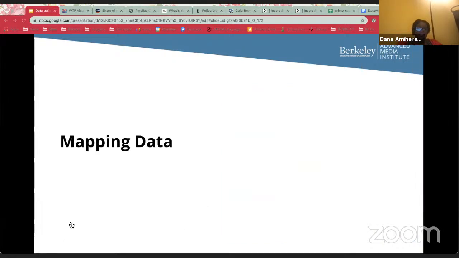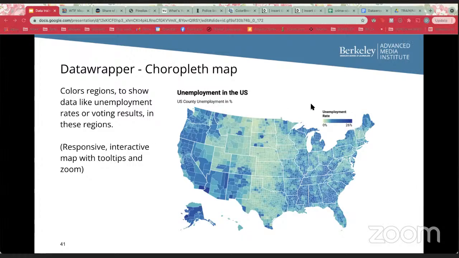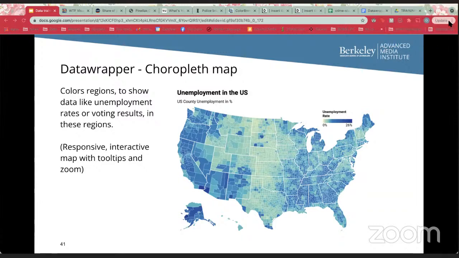Okay. So any questions before we go on to mapping data? Okay, we'll keep going. Okay, so Data Wrapper has three different types of maps that we're going to... Hello, Dana. There's a question. Okay, great. Go ahead. Just a second. Sure, no problem.